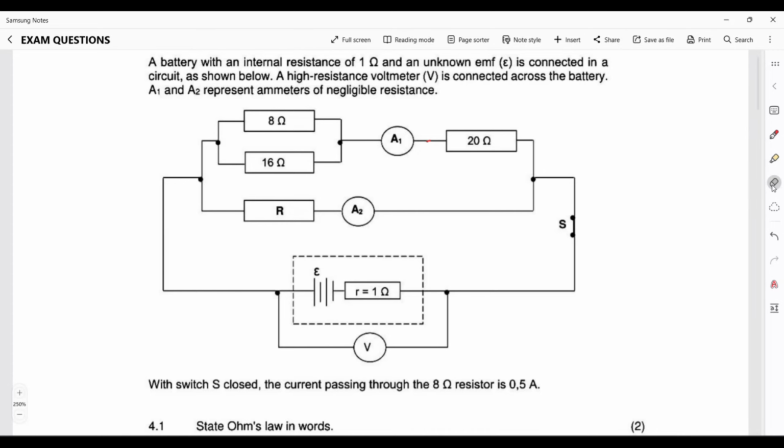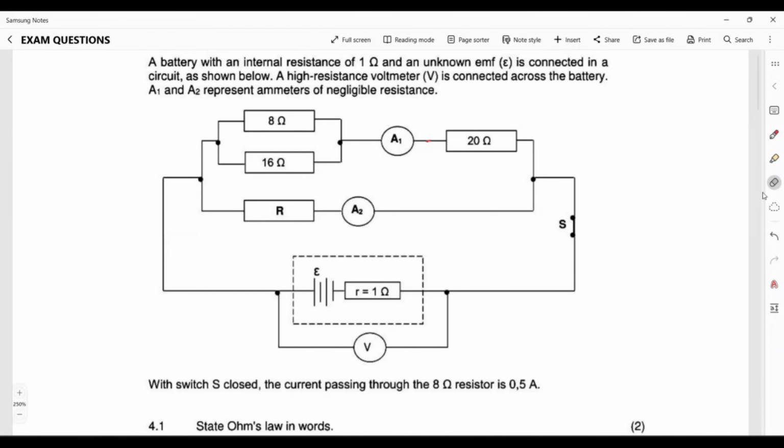So I'm going to read the questions for you, whereby you find that my English is bad. Just accept the situation and move on. Okay, a battery with an internal resistance of 1 ohm and unknown EMF. Okay, we have an internal resistance of 1 ohm, internal resistance constant. What is the EMF? Unknown. We don't know it. Then an unknown EMF is connected in a circuit as shown below.